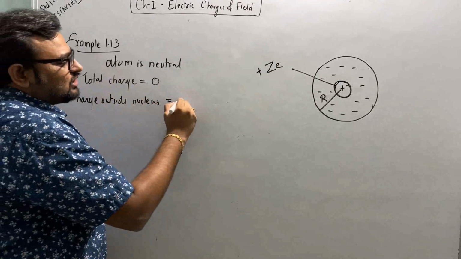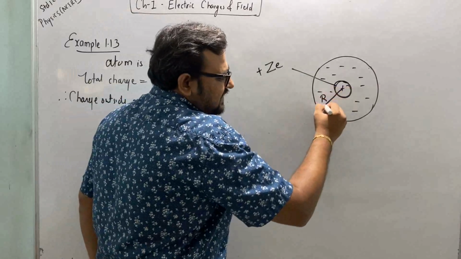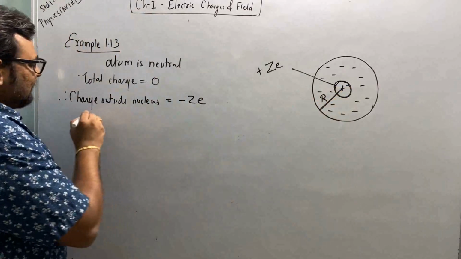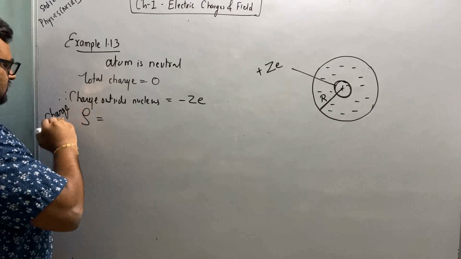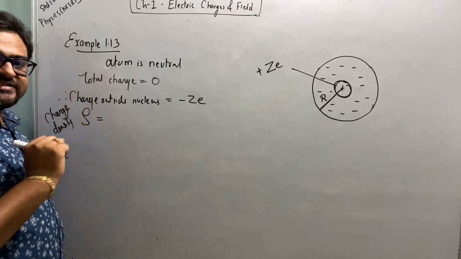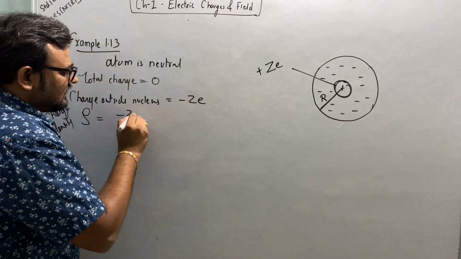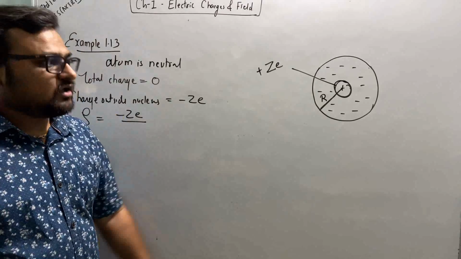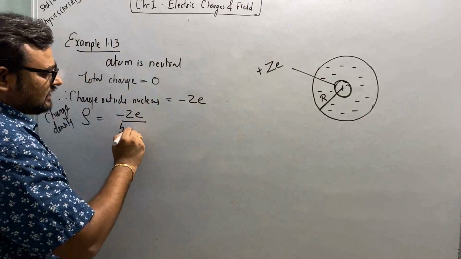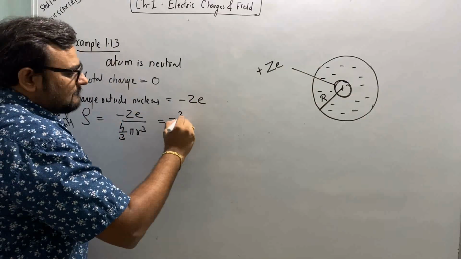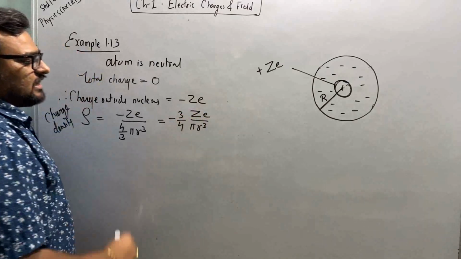Therefore, the charge outside the nucleus will be minus Z. Now, as the radius of this atom is R, I am finding out the charge density outside the nucleus. That will be equal to total charge, that is minus Z, upon the volume, which is 4 by 3 pi R cube. So it is minus 3 by 4, Z upon pi R cube.